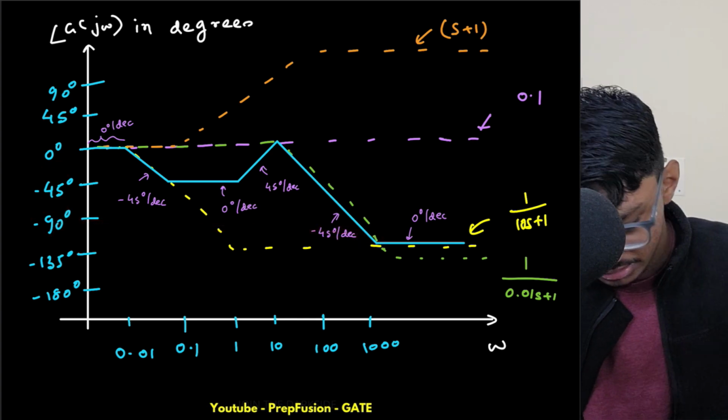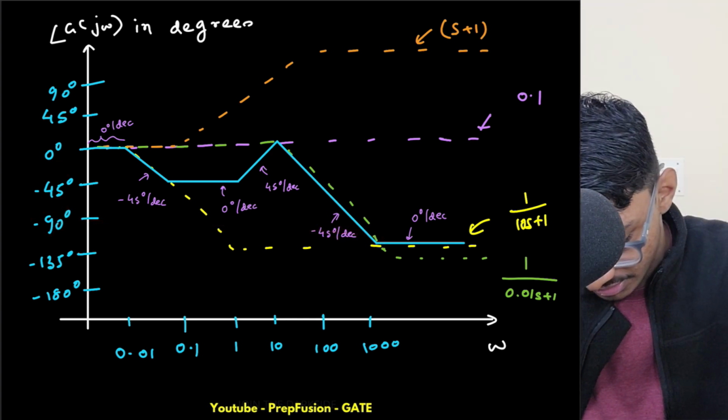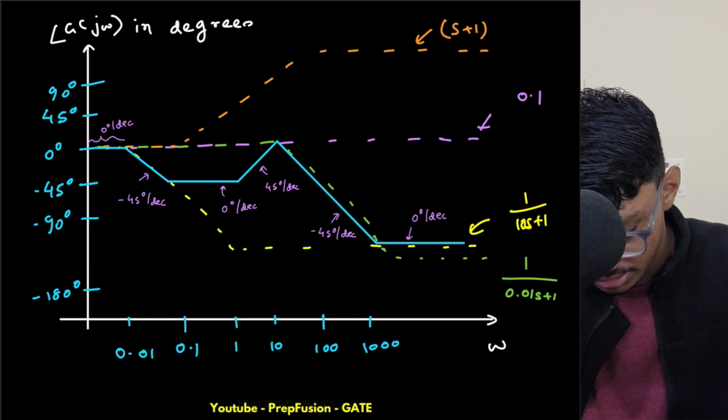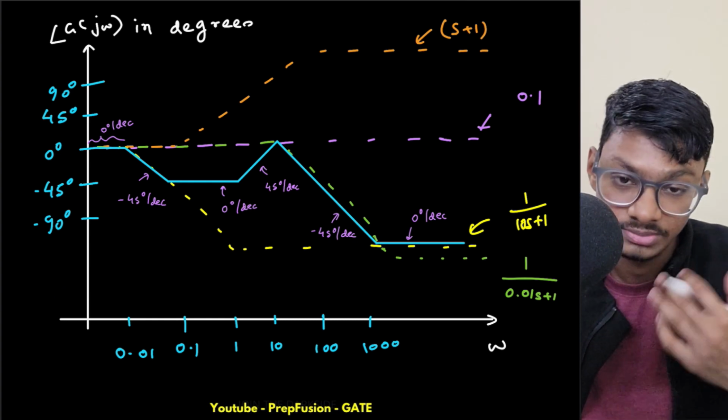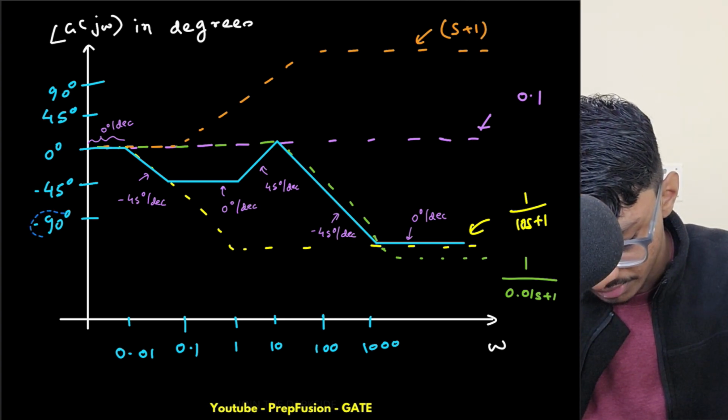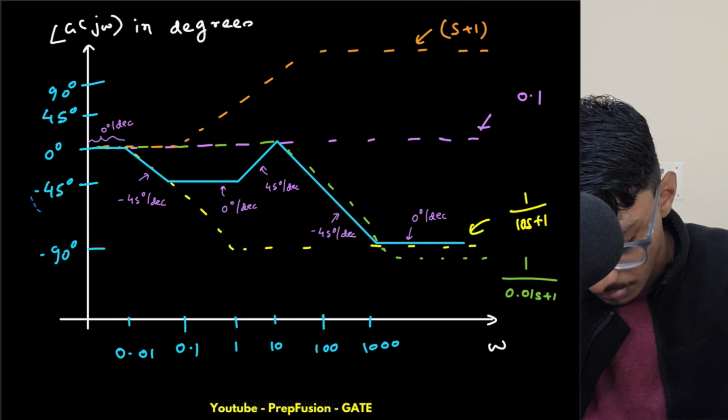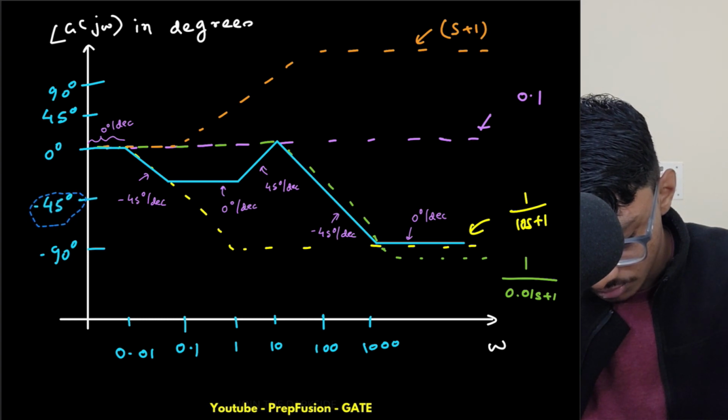So I will change a few things. I will delete all this. Please note this is not to scale. What I'm explaining is the shape of this plot. The values may change, I haven't calculated anything. So yeah, this is not to scale.